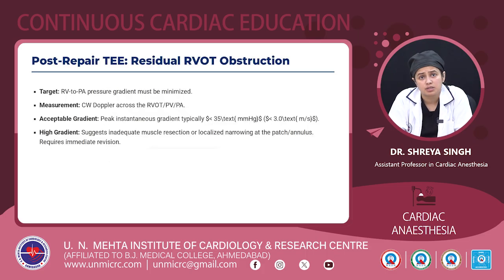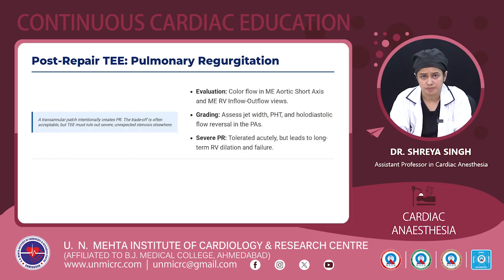Then talking about residual RVOT obstruction. So our target is to minimize the RV to PA pressure gradient. Usually it should come down below 35 millimeters of mercury, and a continuous wave Doppler, usually across the RVOT or the pulmonary valve or the pulmonary artery, is used to measure. And if a high gradient is obtained, it suggests inadequate muscle relaxation or localized narrowing at the patch or annulus, and this requires immediate revision.